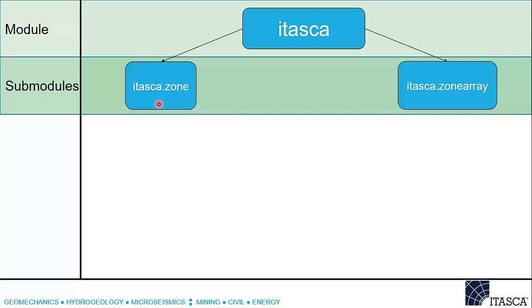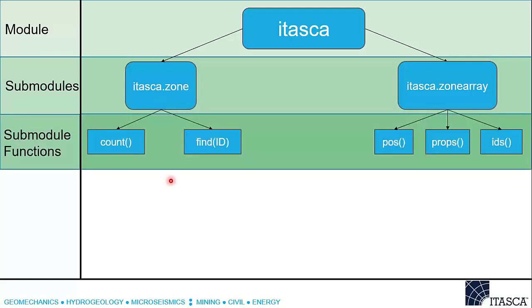Now, within each of these submodules are different functionalities. As some examples, within the Itasca.zone submodule are functions to get a count of all of these zones within a model, or to find a specific zone object based off of a zone ID. Equivalently, within the zone array submodule, there are functions to return the IDs of all of the zones, as well as the positions or properties of all of the zones.